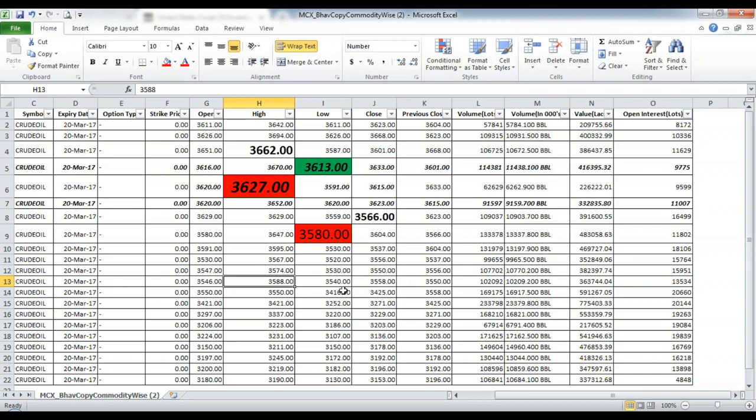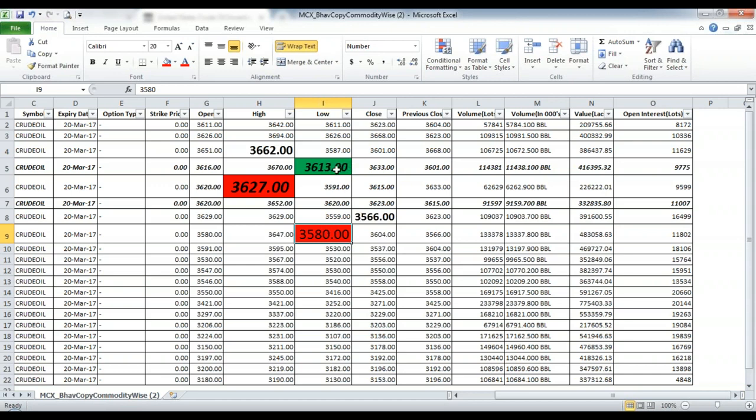falls down, right? So eventually, if you look at it, when the low becomes a resistance, now the high can always become a resistance, correct? But when the low starts becoming a resistance, then there is very little chance that it will be able to break this out and close above this, right? If you look at it, there was no closing which happened above 3580.